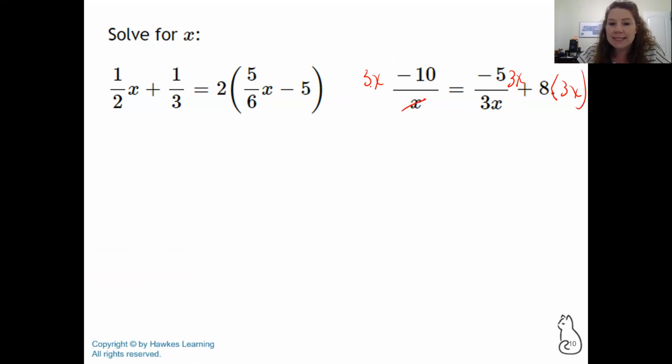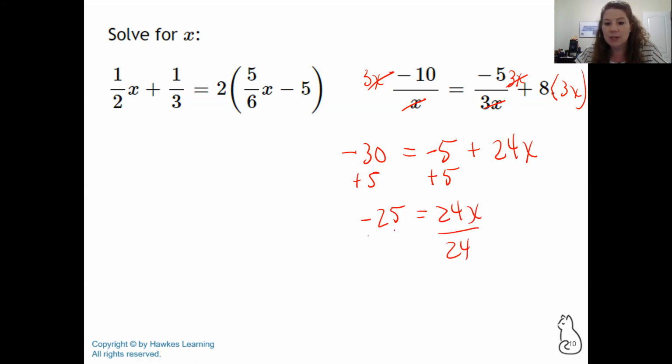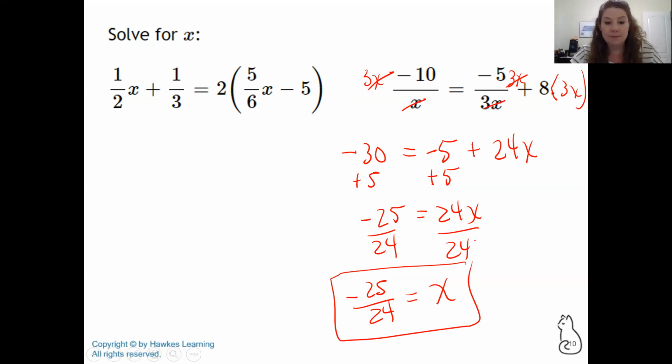All right, so my x's cancel. So 3 times negative 10 is negative 30. My 3x's cancel, so I'll bring down my negative 5, and then x times 3x is 24x. I have x on the right side, so I want all my other numbers on the left side of the equal sign. So I have negative 25 is equal to 24x. Divide both sides by 24, and x is equal to negative 25 over 24. And that's what x equals.